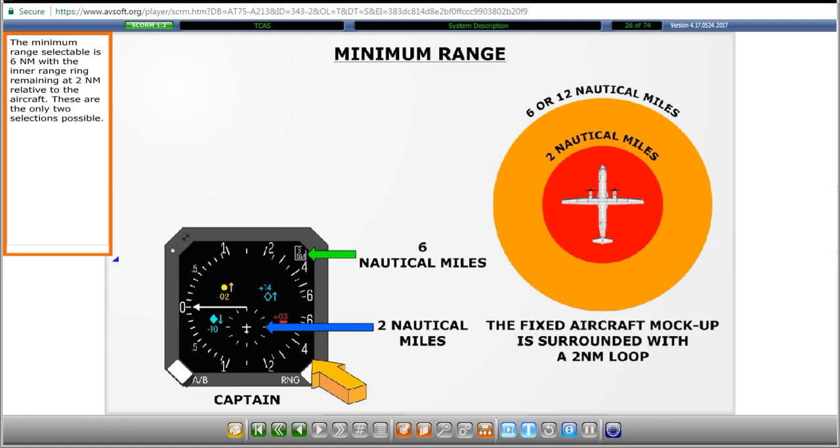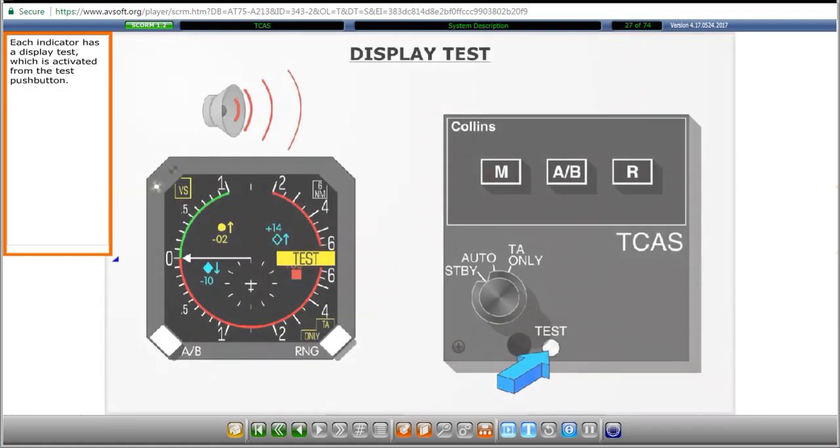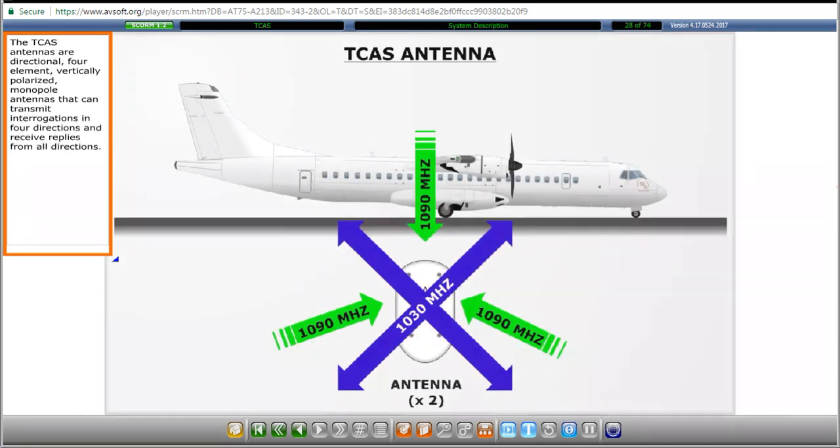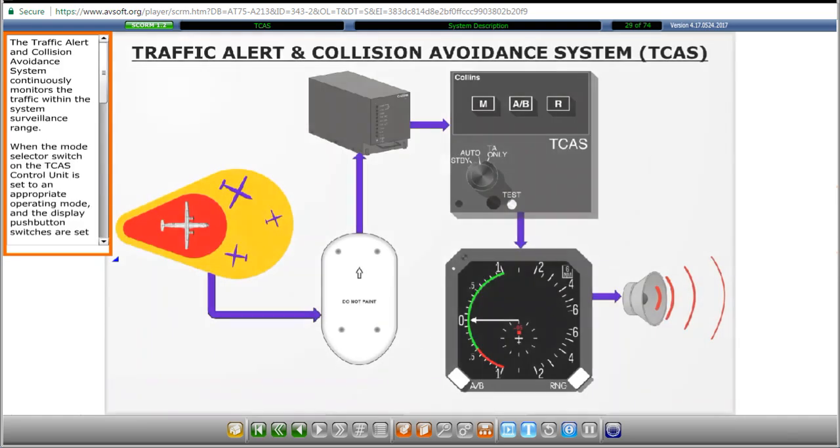These are the only two selections possible. Each indicator has a display test, which is activated from the test push button. TCAS antennas are directional, 4-element, vertically polarized, monopole antennas that can transmit interrogations in 4 directions and receive replies from all directions. The Traffic Alert and Collision Avoidance System continuously monitors the traffic within the system surveillance range.